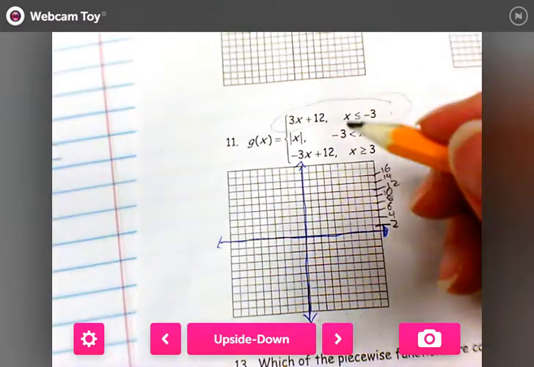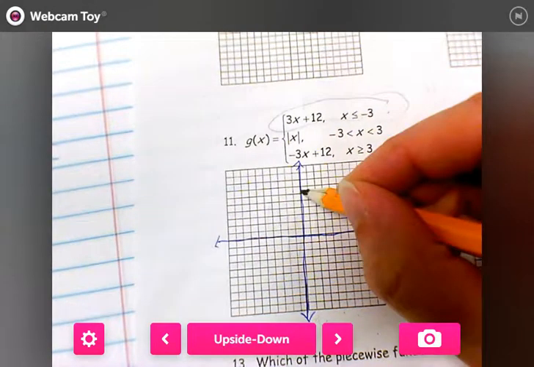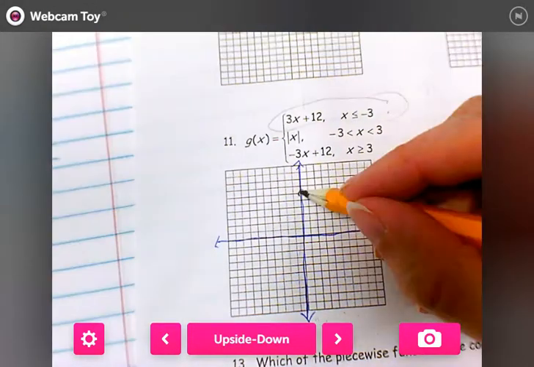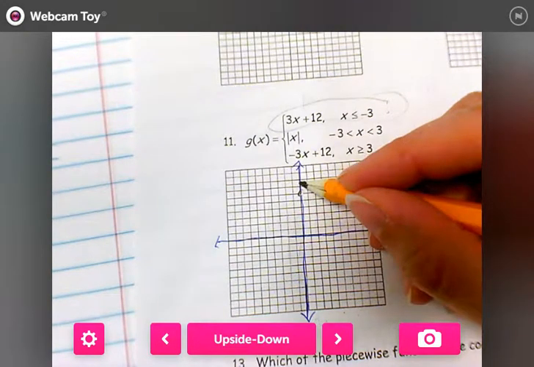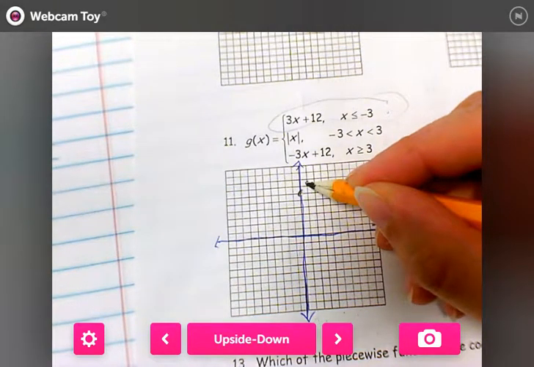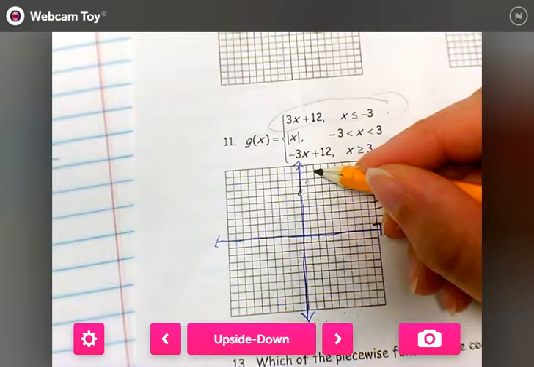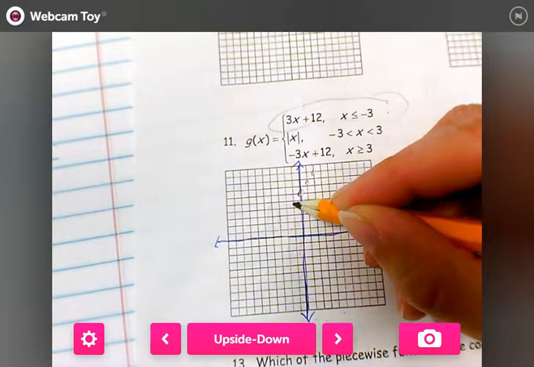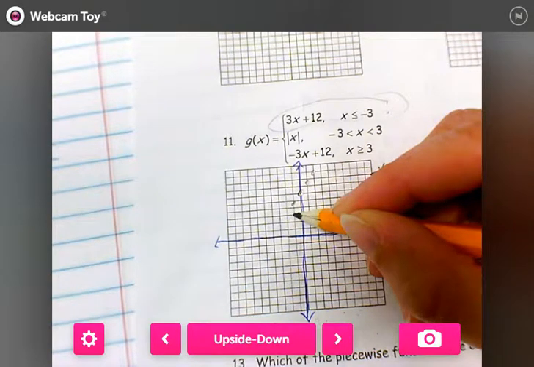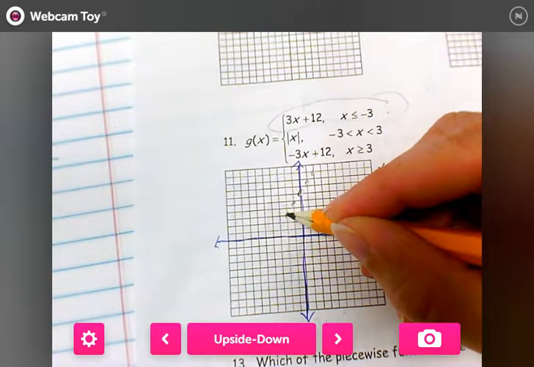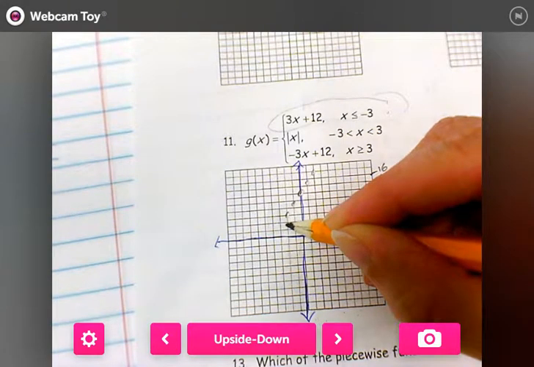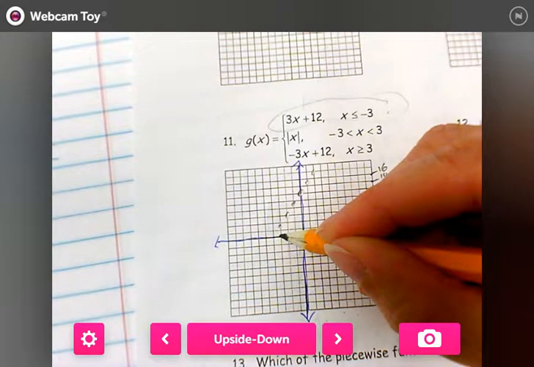So I'm going to put a dot at 12. And then I'm going to go up 3. But remember, it's by 2's. So I'm going to go up 2 and 1 more and over 1. Up 3 over 1. And I'm going to go down 3 over 1. Down 3 over 1. Down 3 over 1.